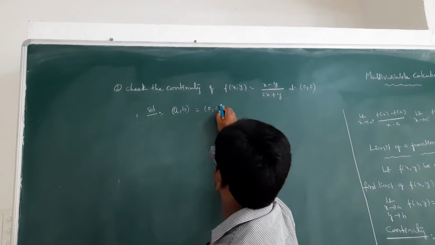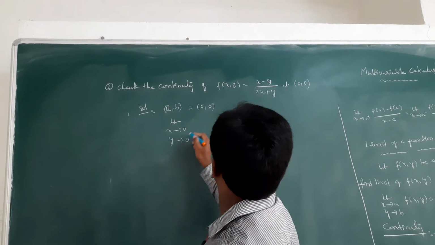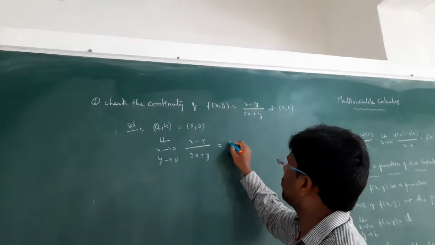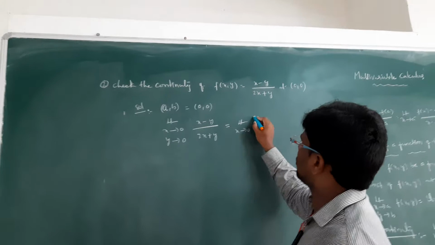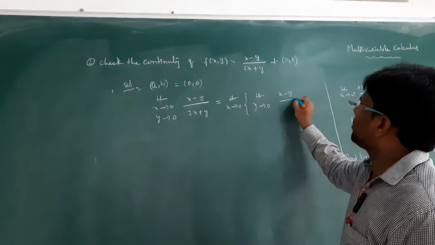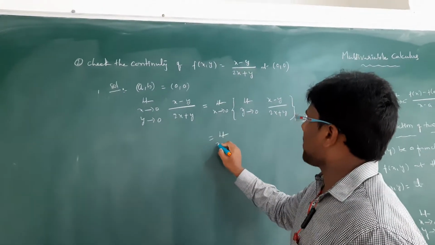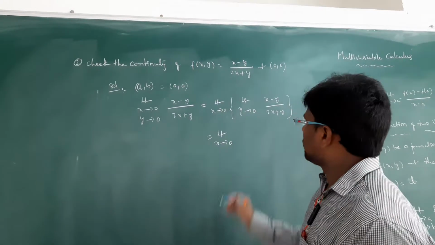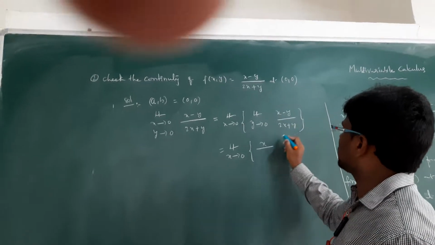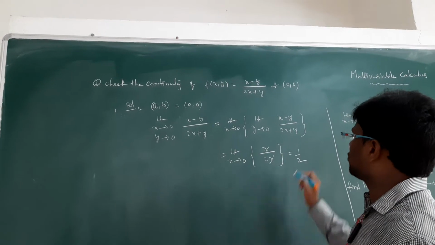0 comma 0. Here limit x is tending to 0, y is tending to 0, x minus y by 2x plus y is equal to limit x is tending to 0. First apply the y limits. Limit y is tending to 0, x minus y by 2x plus y, that is equal to limit x is tending to 0. Substitute the y limits. Y value is 0, x by 2x plus y. Y value is 0, we get 2x. The x's get cancelled, we get 1 by 2.